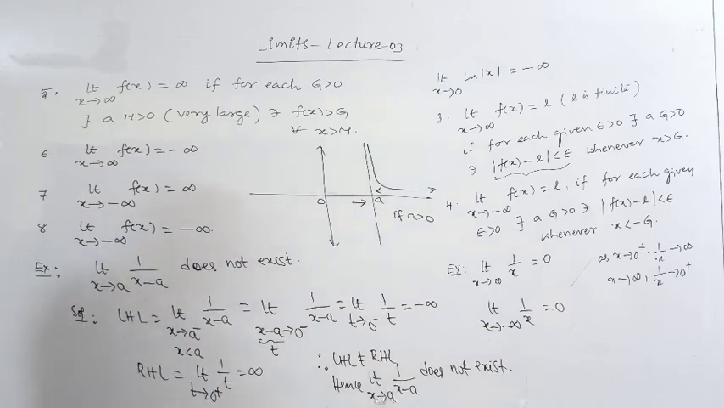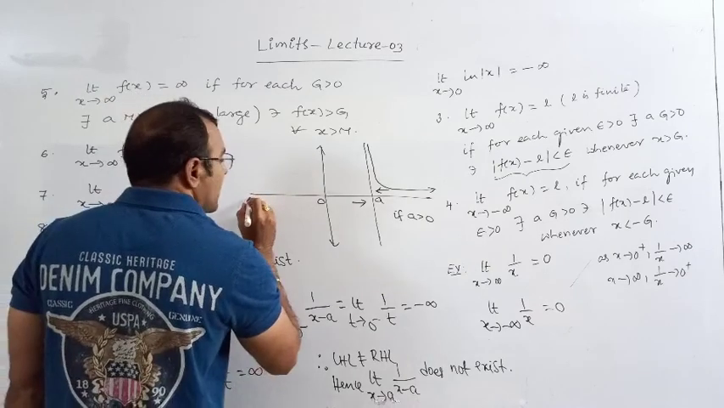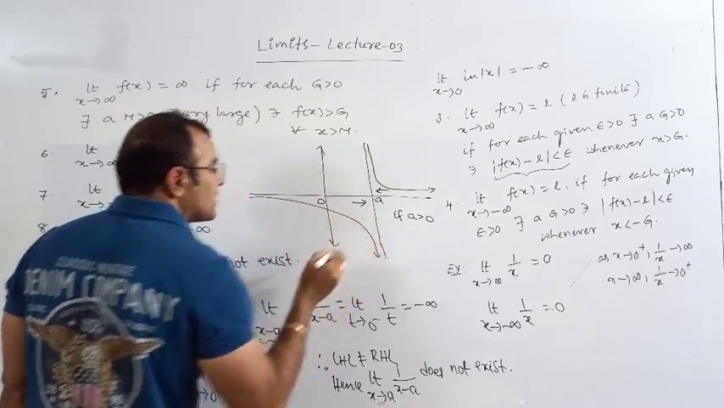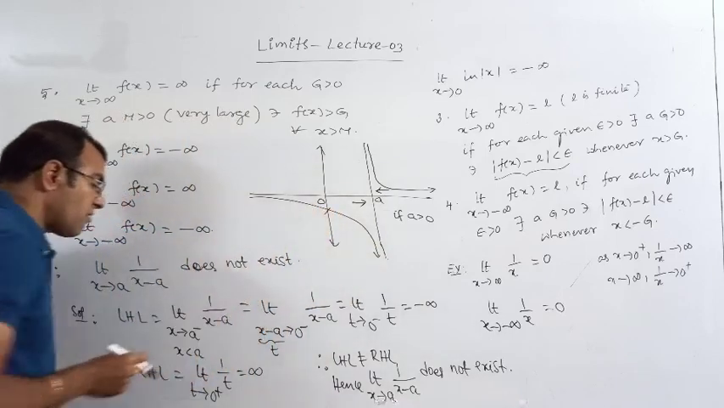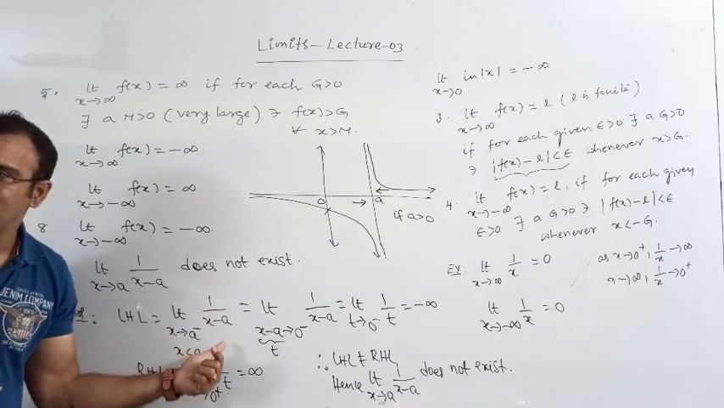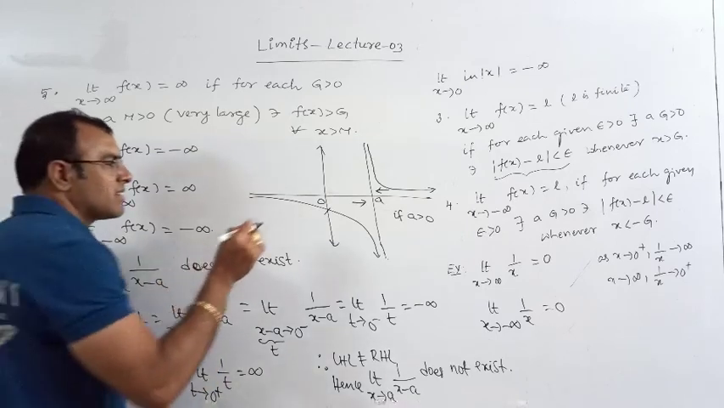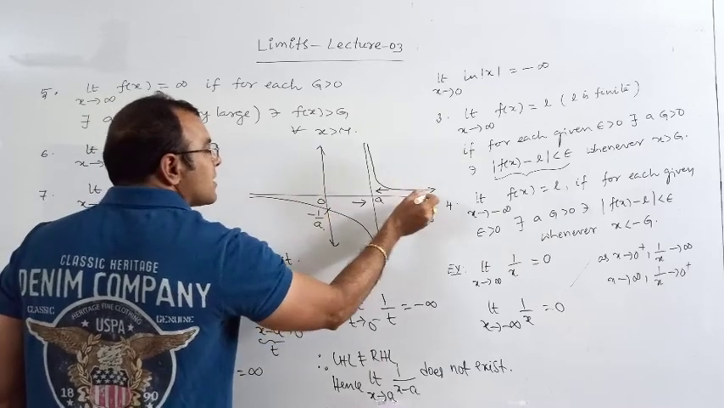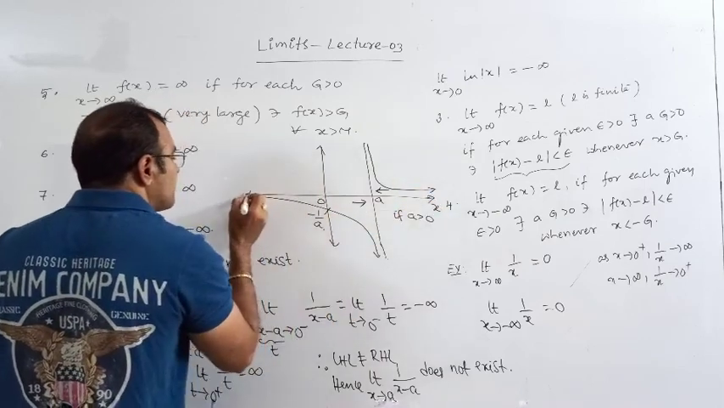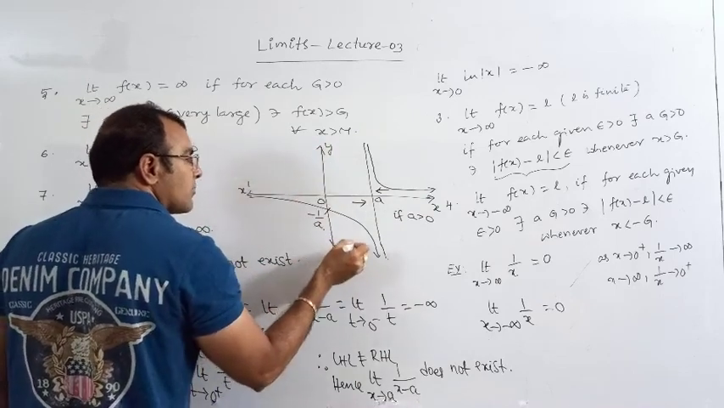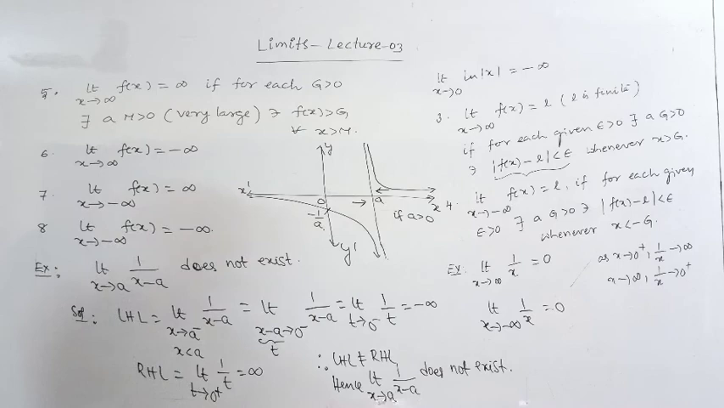Assume a is positive and the other graph is like this. Assume y equal to 1 by x minus a. When x is 0, the y value is minus 1 by a. That is negative. This value is minus 1 by a. This is the x axis. Later on, you will come to know the importance of these graphs. You write down.